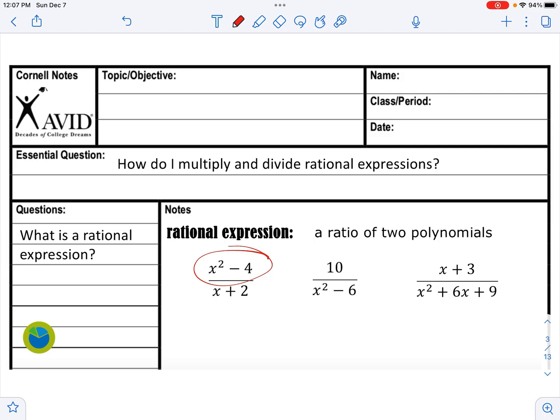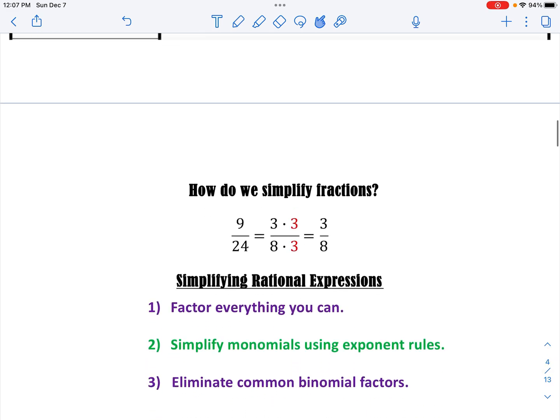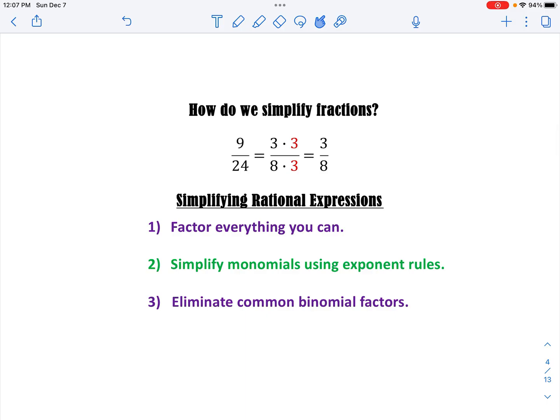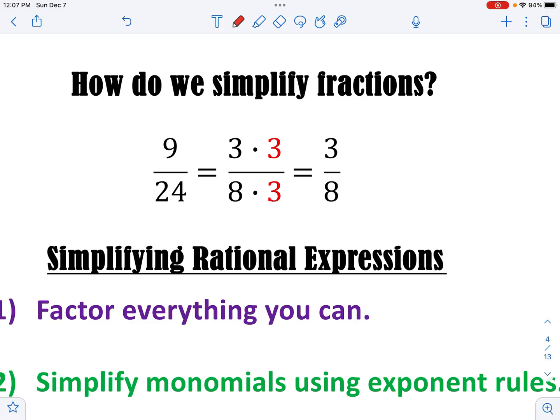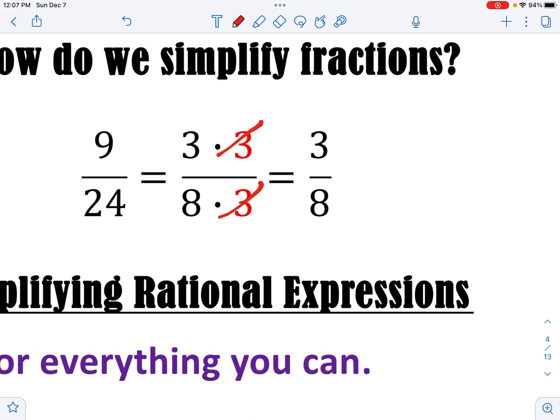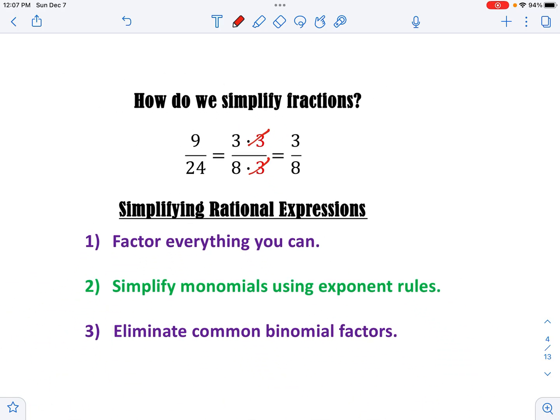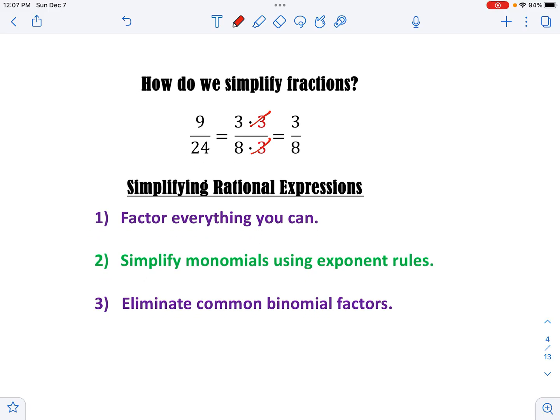Sometimes they're simple, and sometimes they're a little bit more complicated, but either way, it's really just a fraction made up of polynomials. So you may remember one of the ways that we can simplify fractions is like 9/24. I know that both the top and the bottom have a common factor of 3 in there. So those 3's cancel out, and then I'm left with 3/8.